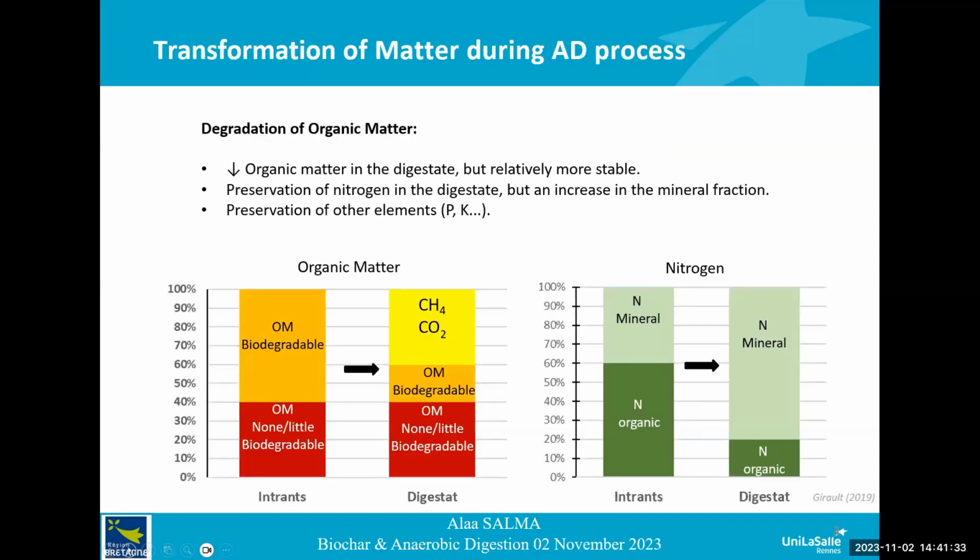Now we want to speak about the transformation of organic matter during the process. So we have a decrease in the organic matter in the digestate. We have a preservation of nitrogen in the digestate, however, an increase in its mineral fraction. It is worth noting that the specific characteristics of digestate depend on the substrate used, which is the organic material subjected to anaerobic fermentation, and also the process applied.